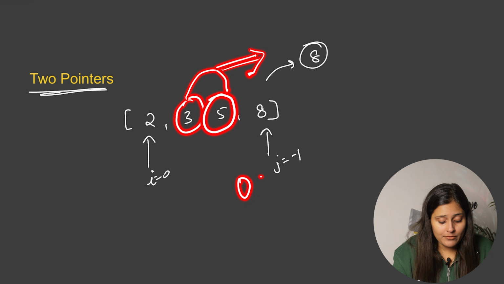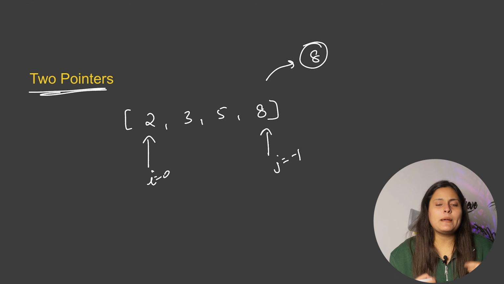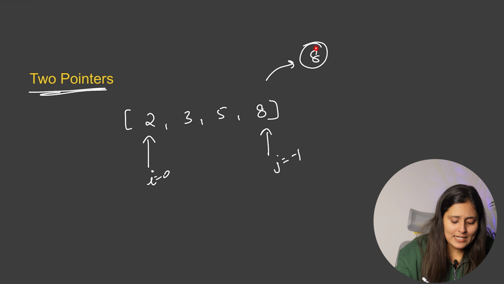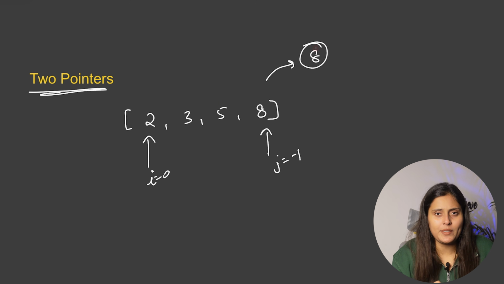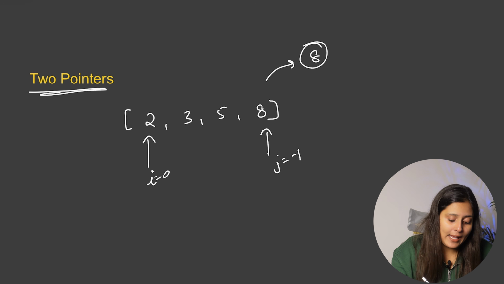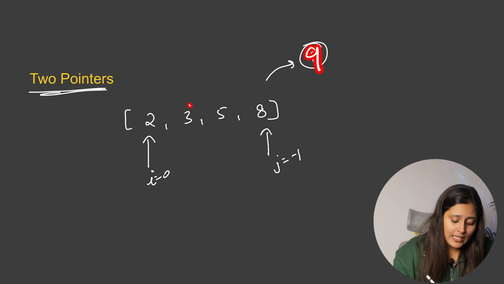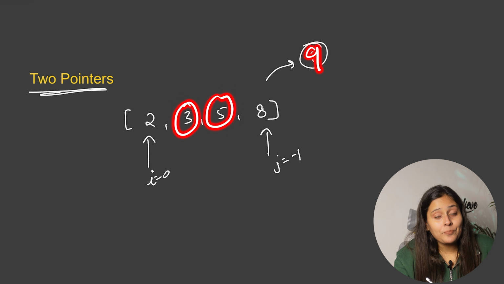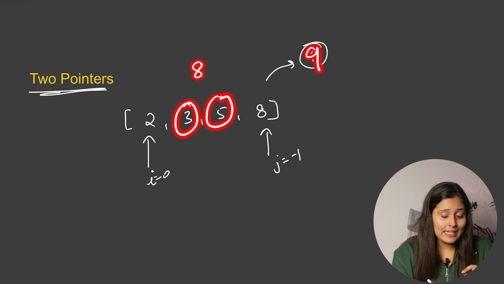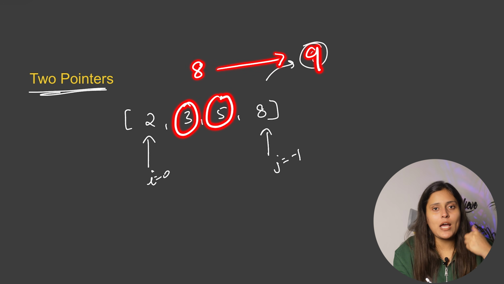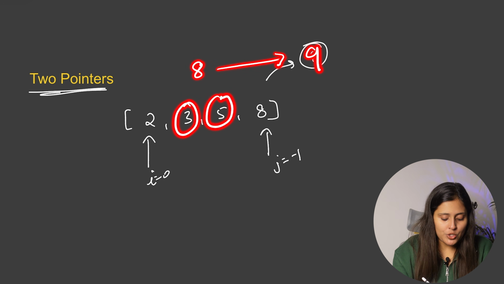So time complexity will be O(n) here. But suppose instead of 8, you had some target whose value cannot be found. So suppose you had 9 here. In this case, 3 plus 5 is 8. And as the summation is 8 and you have to reach 9, it means you have to add a bigger number to reach it. So you will move your left pointer to the right.